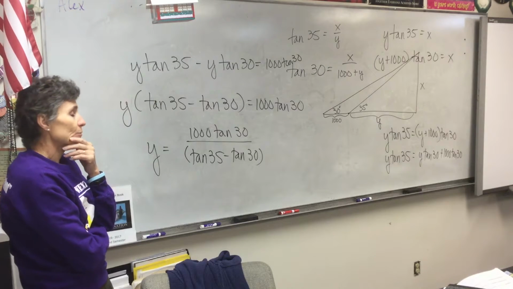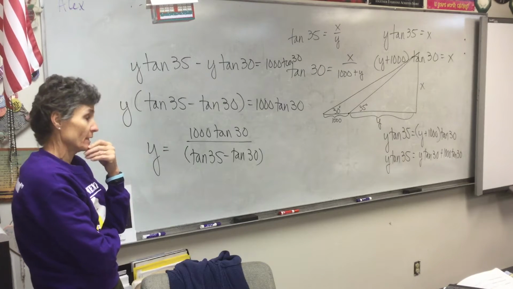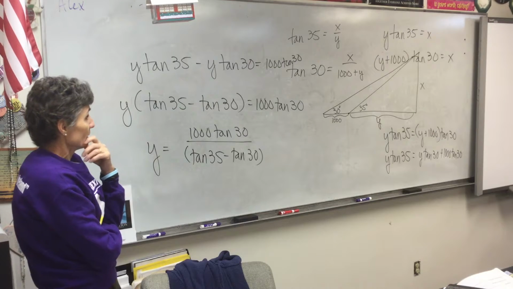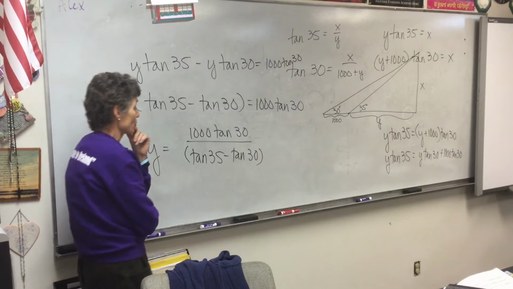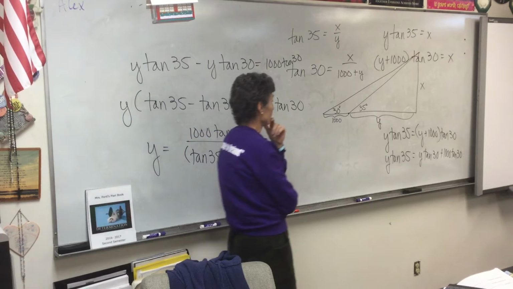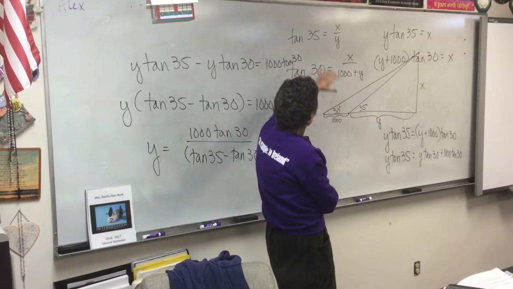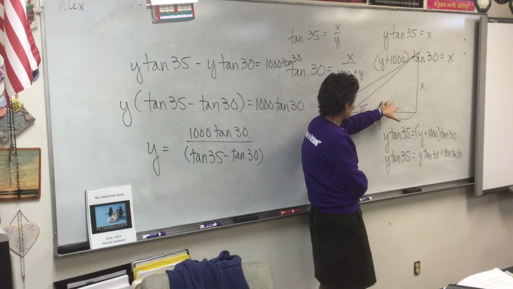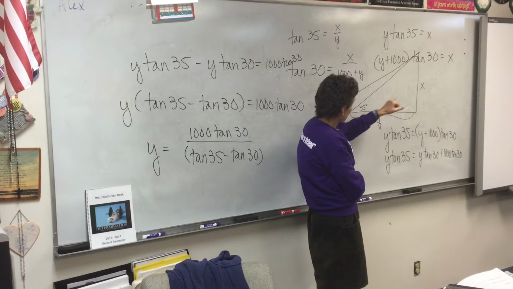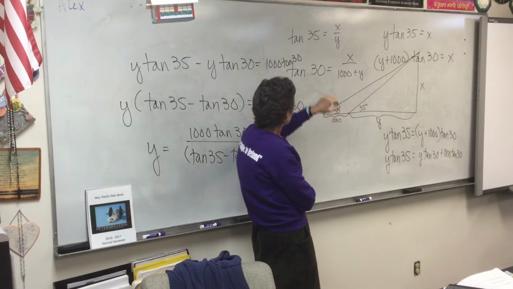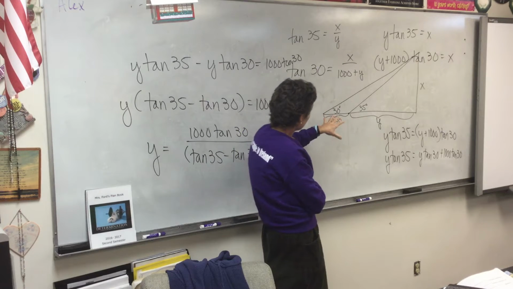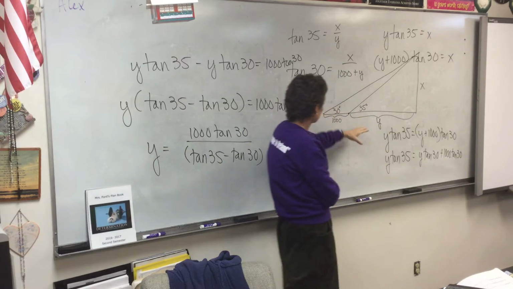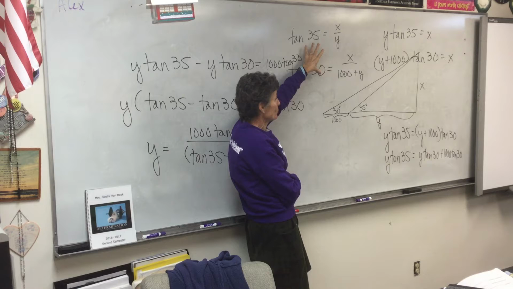Alright, so let's go back through those steps. Then we're going to go to our calculator and actually type it in. But let's go back through those steps and make sure everybody's with the program here. Alright, so we started with these two equations. We wrote an equation for the little triangle. Tan 35 is x over y. Wrote an equation for the big triangle. Tan 30 is x over 1,000 plus y.